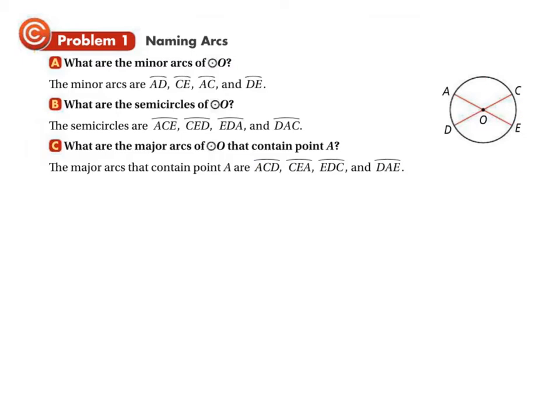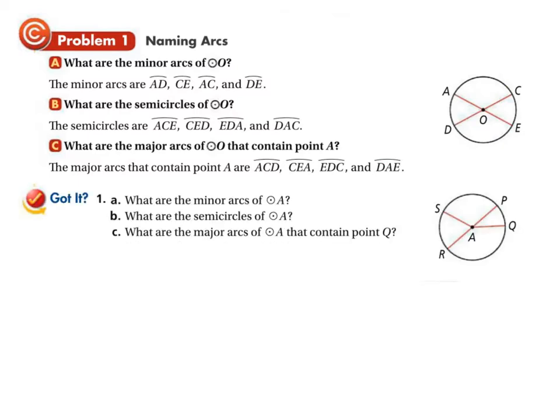Okay. Here's your got it problem. Okay, what are the minor arcs, what are the semicircles, and what are the major arcs? And you want to name them all. So you're going to pause it, you're going to try and get them all, not just some of them. Okay, so pause the video now, write your answers, and then unpause it and check it. Pause it now.